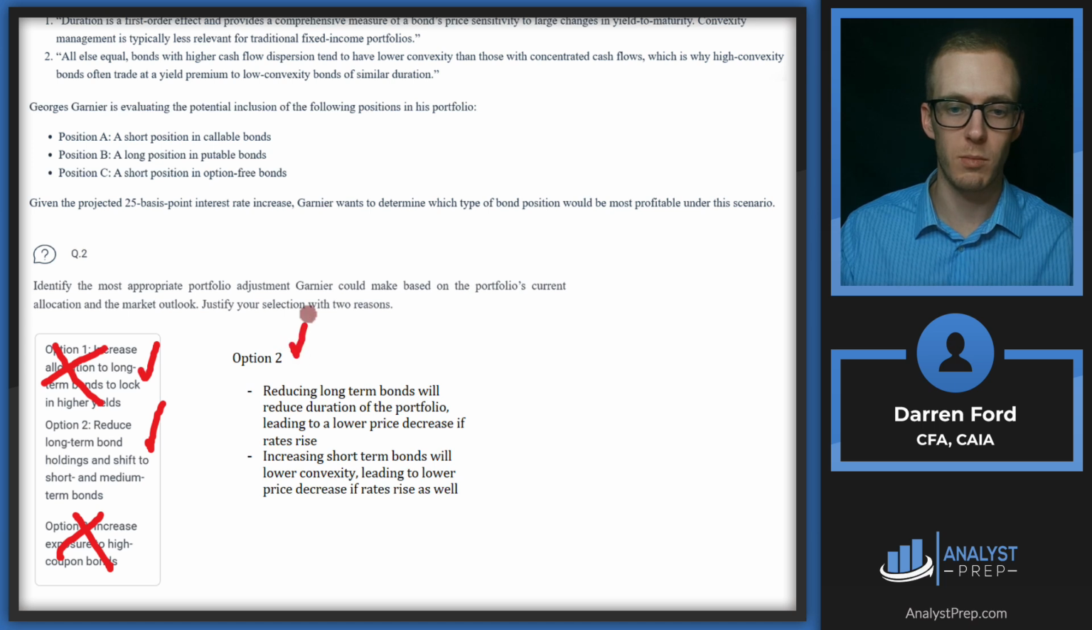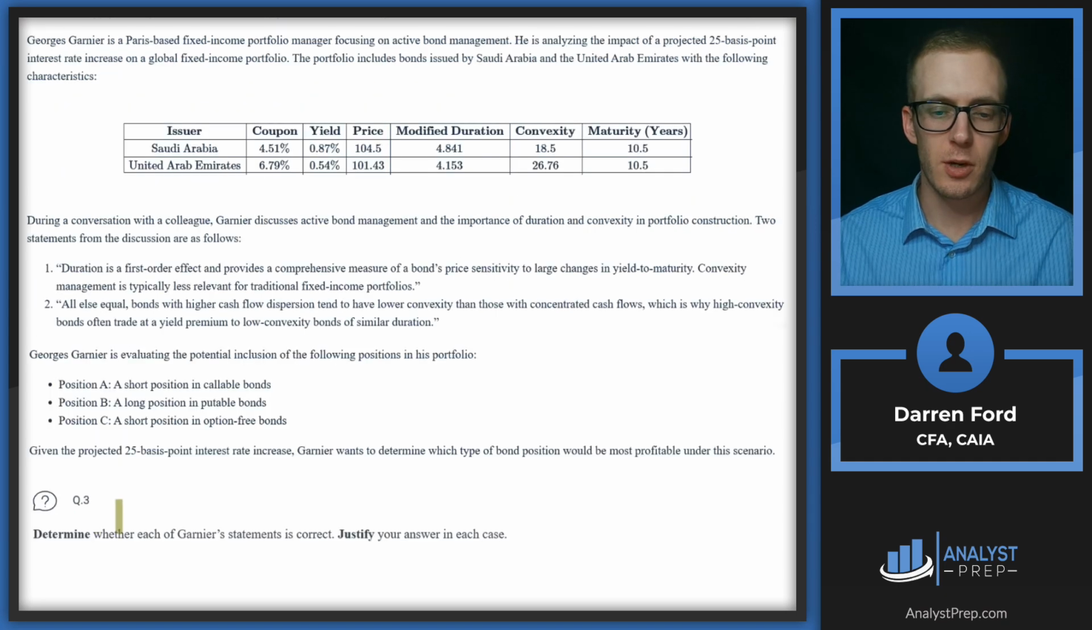And we'd get 1 point for identifying and then 2 points for each, or 1 point each for our justifications. Question 3, determine whether each of Garnier's statements is correct. Justify your answer in each case. All right, so we started reading these in the last question, but let's read them.